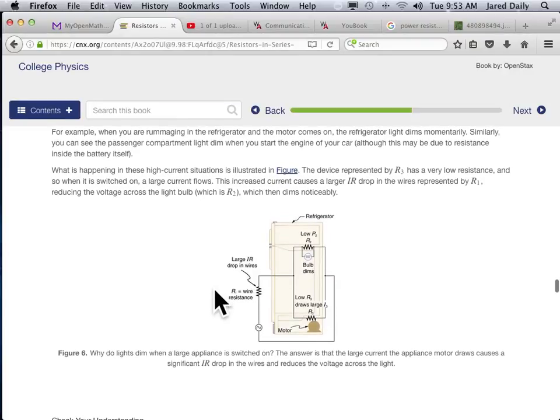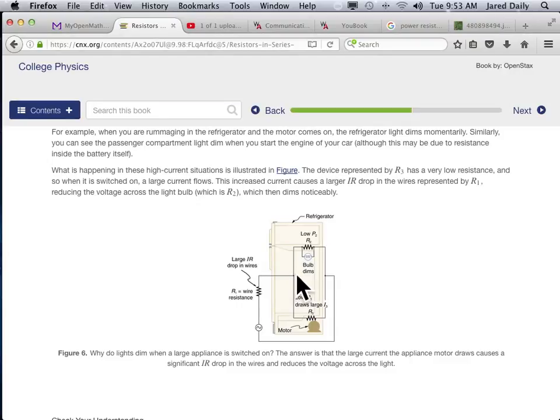So here's a nice example of a circuit like this, the refrigerator, right? And it's actually very simplified. The wires are quite a bit longer in a refrigerator, and they get really quite hot in many cases. So they actually have a fair amount of resistance. So they've represented the resistance in the wire with a little resistor here.